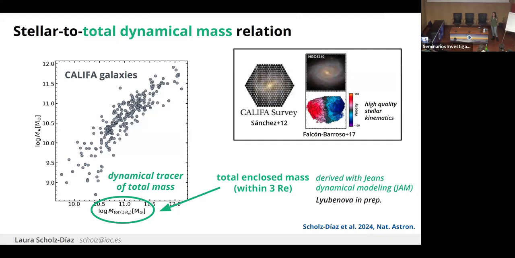These total masses are a dynamical tracer of the stellar motions, and not only incorporate a stellar component, but also a dark matter component. And with CALIFA, we can go up to 3 effective radii, which is quite a large extent. What we did in this work is propose this new relation, the stellar to total dynamical mass relation. Here we have stellar mass as a function of total dynamical mass. And these total dynamical masses are completely independent of the y-axis of the relation, which is obtained in this case with SED fitting.